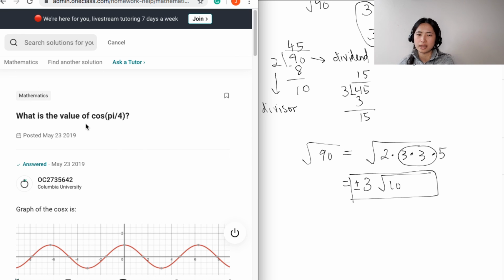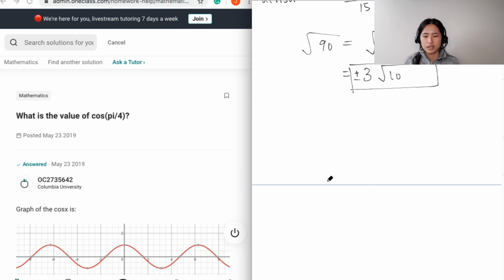So remember what I said, pi would be equal to 180 degrees, right? So if you have pi, which is equal to 180 degrees, in that case, you're going to take 180 divided by 4 to identify what that angle is. So 180 divided by 4 should give you 45 degrees. So essentially, this question is asking you, what is cosine of 45 degrees, right?